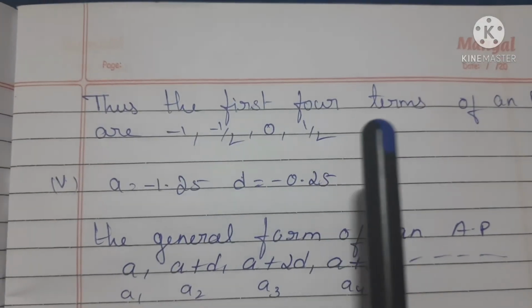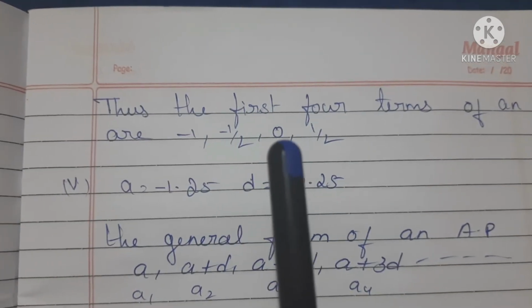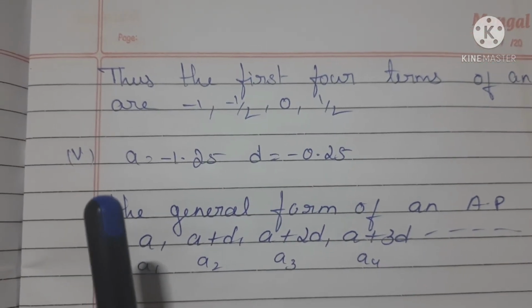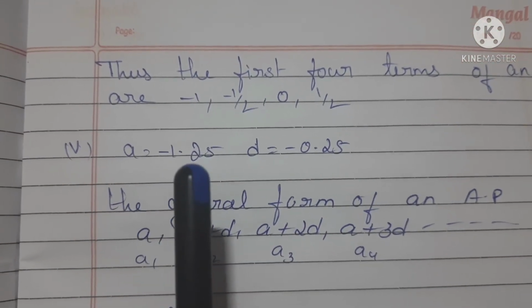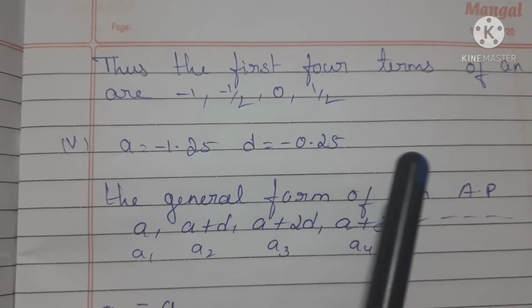Thus, the first 4 terms of an AP are minus 1, minus 1 by 2, 0, 1 by 2. Now, second main, fifth problem. A is equal to minus 1.25, d is equal to minus 0.25.